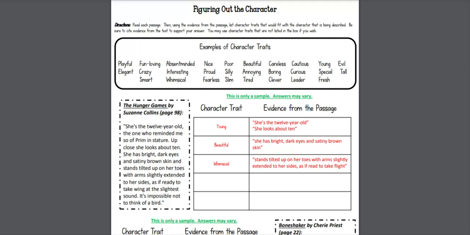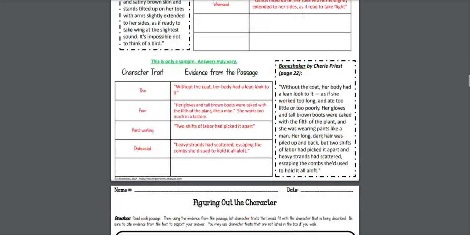If you pick a character trait and you cannot back it up with evidence from the passage, then you need to pick a different character trait. Maybe that's not the best way to describe that specific character. All right, we're going to look down here at one more, Bone Shaker by Cherie Priest.